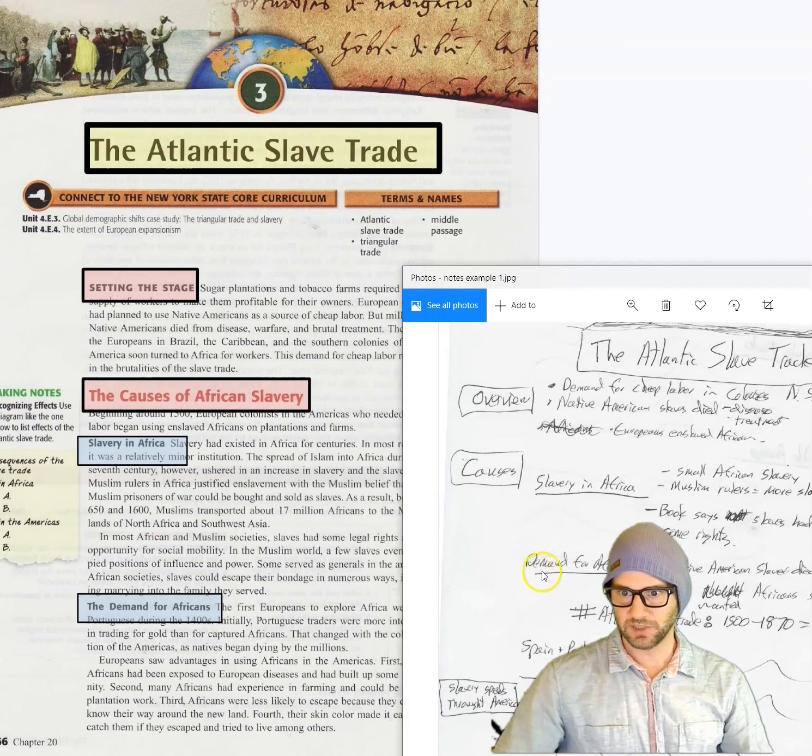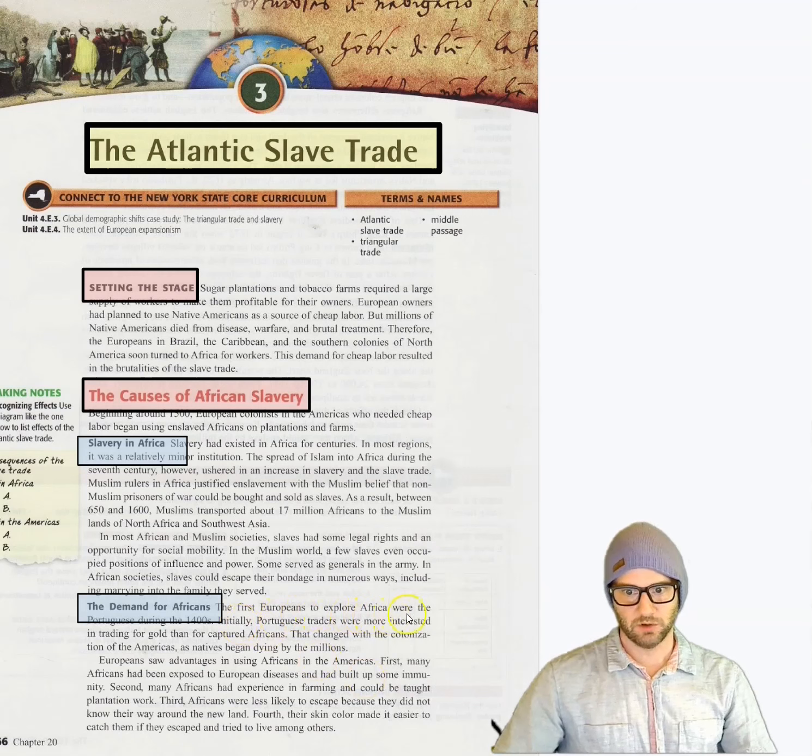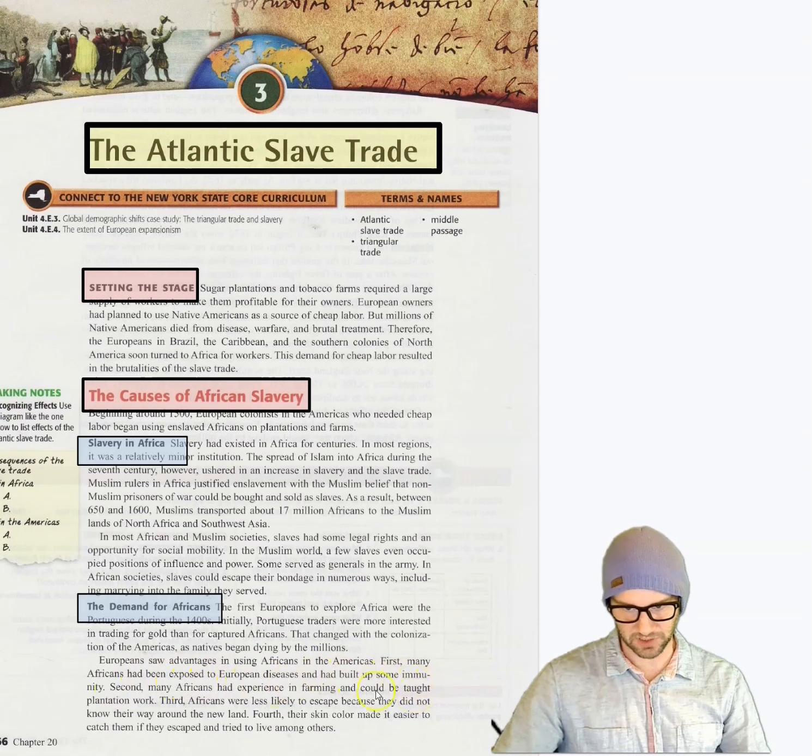Okay, and then we hit the subtopic of demand for Africans. Let's read. The first Europeans to explore Africa were the Portuguese during the 1400s. Initially, Portuguese traders were more interested in trading for gold than for captured Africans. That changed with the colonization of the Americas as natives began dying by the millions. Europeans saw advantages in using Africans in the Americas. First, many Africans had been exposed to European diseases and had built up some immunity. Second, many Africans had experience in farming and could be taught plantation work. Third, Africans were less likely to escape because they did not know their way around the new land. Fourth, their skin color made it easier to catch them if they escaped and tried to live among others.